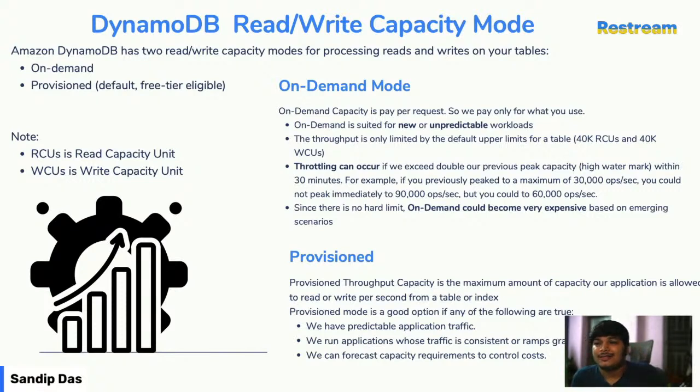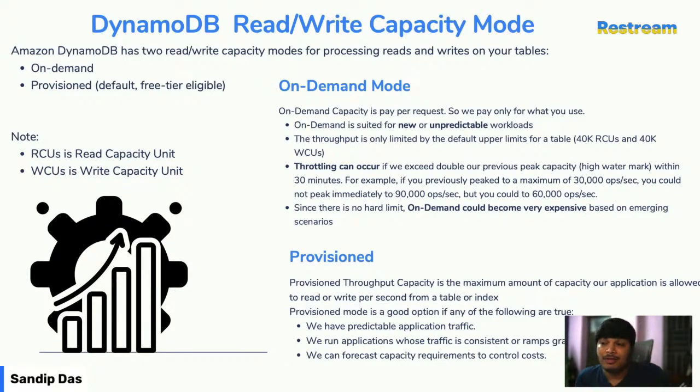Okay, and since there is no hard upper limit, on-demand could become very expensive based on emerging scenarios. So what are the scenarios? Suppose you have an open-to-all application and you didn't set any limits in the application. Suppose some hacker got to know that; what they will do is keep writing and writing and writing, they'll keep posting. If you don't have, say, IP limiting, or DDoS attack limiting, or this kind of security practices in there, your bill will go exponentially high.